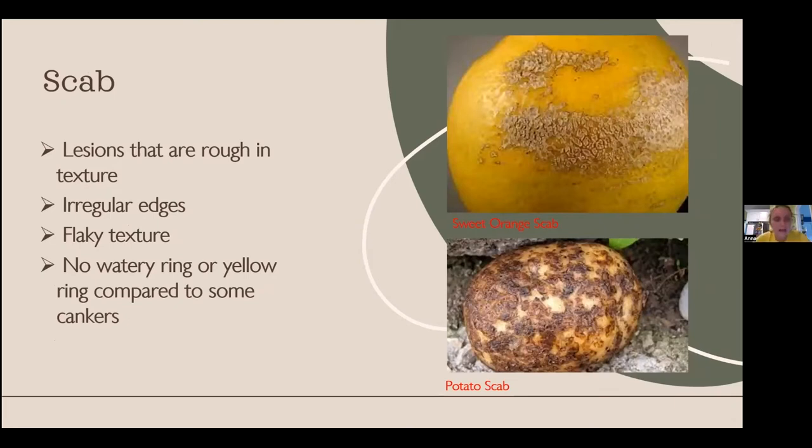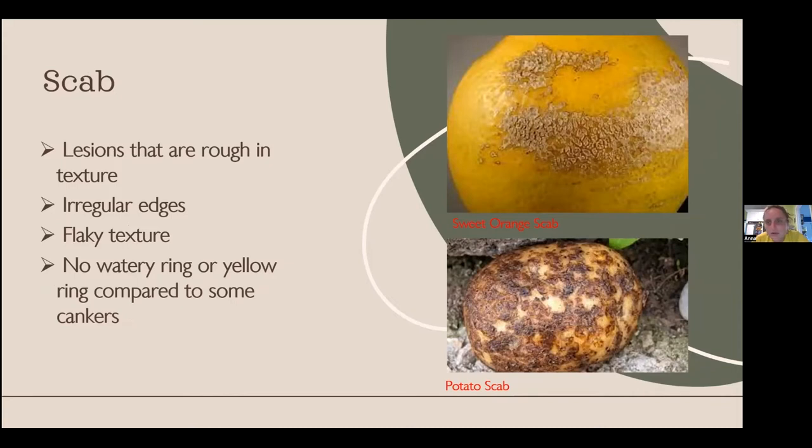Next up is scab. These are kind of like cankers, but the lesions are very rough in texture, almost like scabs that you'd get if you skinned your knees. There's irregular edges to them. They tend not to be circular, like we see in a lot of blights or cankers. Flaky texture. There's no watery ring or yellow ring around this infected material, which is how a lot of cankers will show up and present.